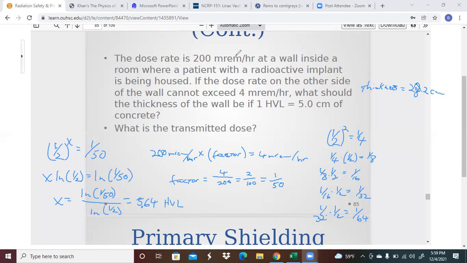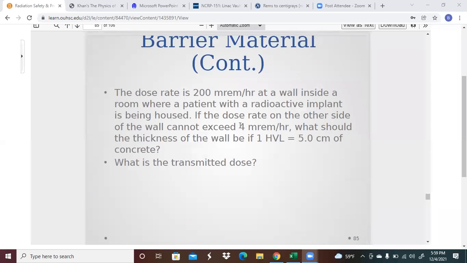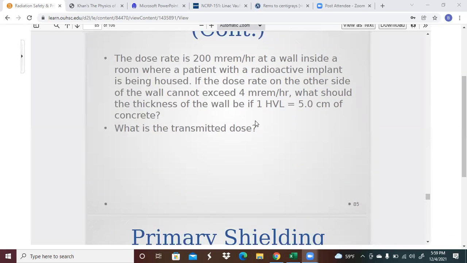Tell you what, let's try writing like a human being. 28.2 cm. It's a lot of concrete, but we make buildings to keep people safe. So there we go. That's the example there on how to do that first part.